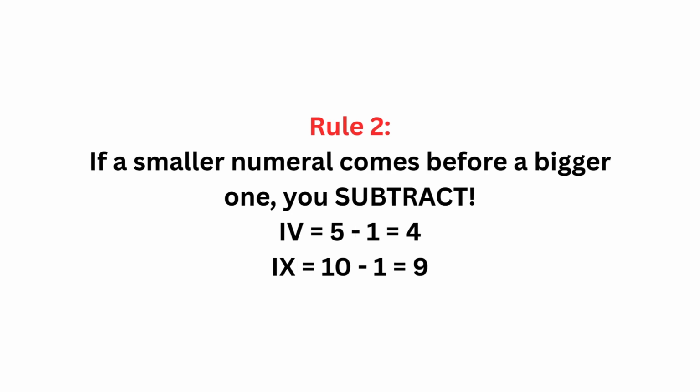Rule number 2: if a smaller numeral comes before a bigger one, you subtract. IV: I is smaller than V, so we subtract I from V. 5 minus 1 gives us 4. IX: I is smaller than X, so we subtract I from X. 10 minus 1 gives us 9.